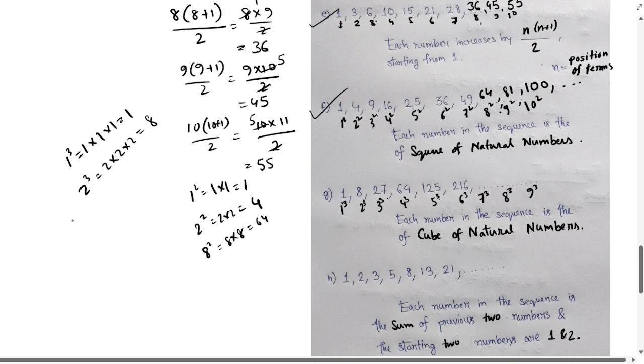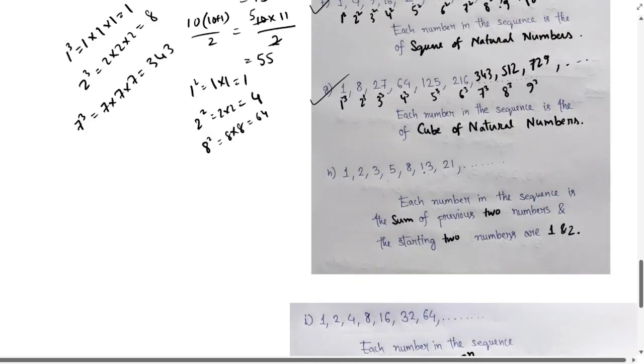Similarly, for 7 cube, what will be the answer? 7 cube will be 7 into 7 into 7. It will be 343. So next number is 343. Similarly, 8 cube will be 512 and 9 cube will be 729. You check it yourself, okay? And so on.